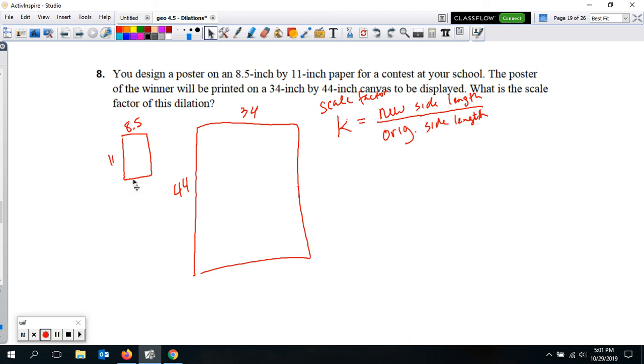So we could put 11 and 44 here. Our K is the new side length, 44, over 11. It's always new over original. The new one is the canvas, which is bigger, so 44 goes on top, and the original, 11, goes on the bottom. Now 44 over 11 simplifies to just 4. So that is our scale factor. 4 is the scale factor of this problem.